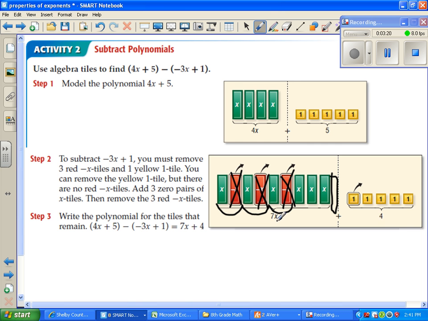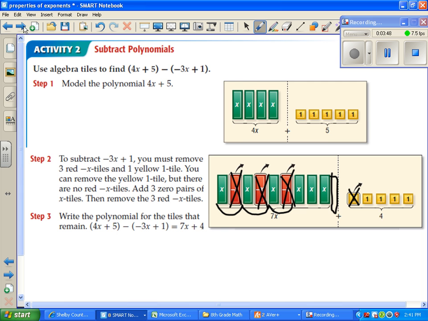Don't worry about showing the tiles, because eventually I want you just to be able to do it in your head. But this will kind of help you. The subtraction is where we have a hard time. And I also need to take away a positive 1. So I end up with 4. So I think this is a mistake in the illustration. There should be 7 x's plus 4.